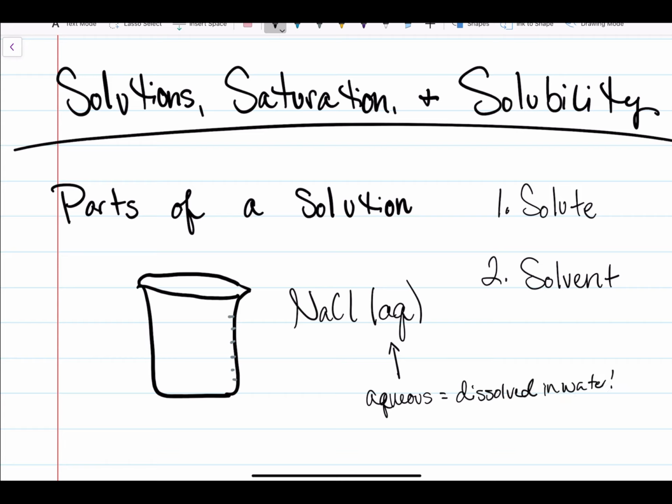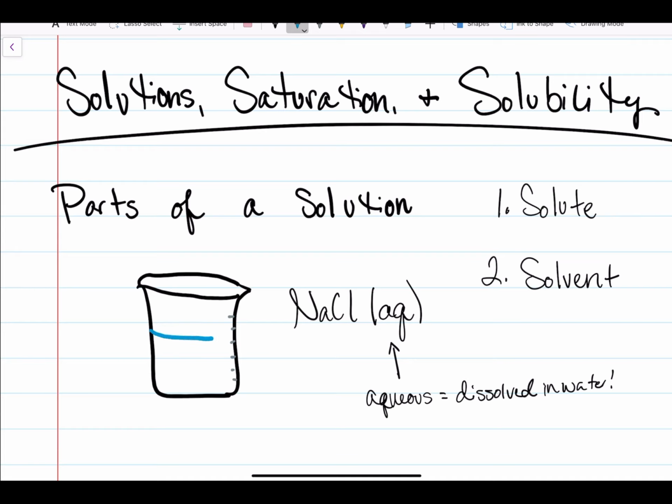And what is dissolved in water? That's going to be what comes before the aq. So we have NaCl(aq). NaCl is sodium chloride, good old table salt, and that has been dissolved in water. So let's show that in a beaker next to it. Let's say we want to make a solution of salt water, NaCl(aq). Well, we need some salt and we need some water.